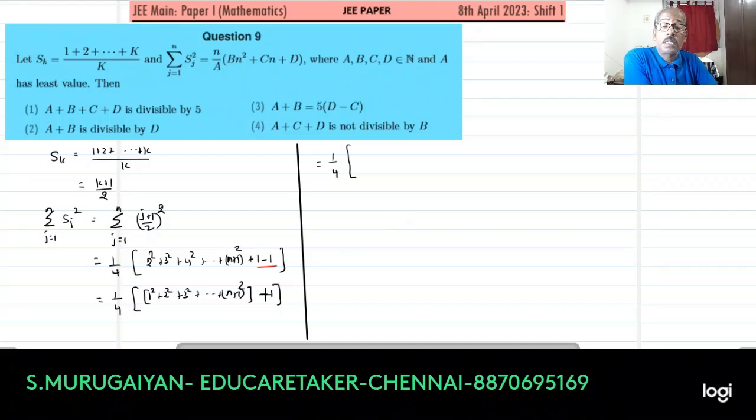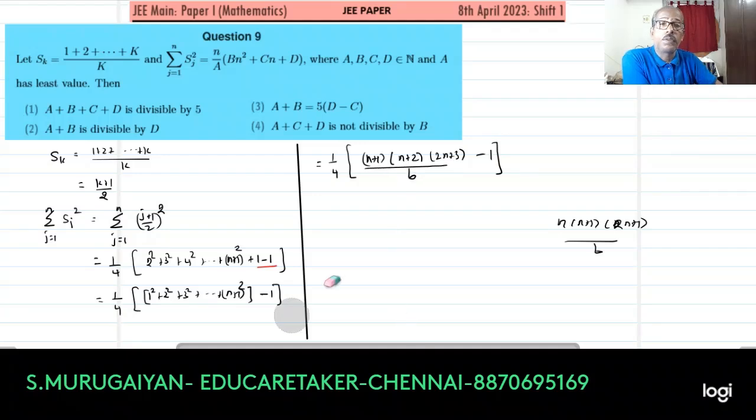If the last term is n, it means n into n plus 1 into 2n plus 1 over 6. Here every n should be replaced by n plus 1. So first factor n plus 1, second factor n plus 2, third factor 2n plus 3. Then minus 1 separately by 6. So we have to simplify the whole thing.